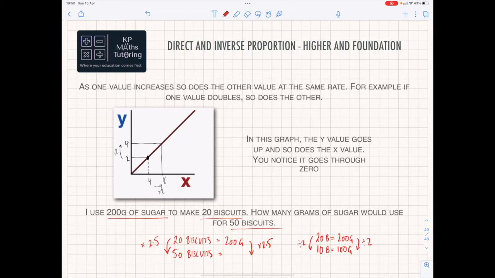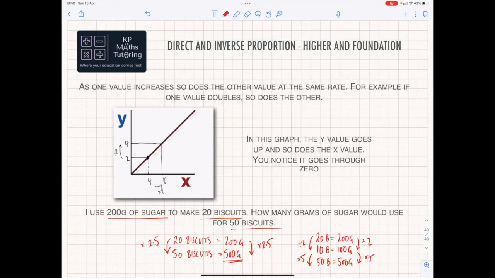Then you've got to think to yourself, how do I get this to 50? Because that's what I'm trying to find. To get that to 50, you then would times that by 5. So you times this side by 5 as well. So it gives you 500 grams. So your answer would end up being 500 grams.